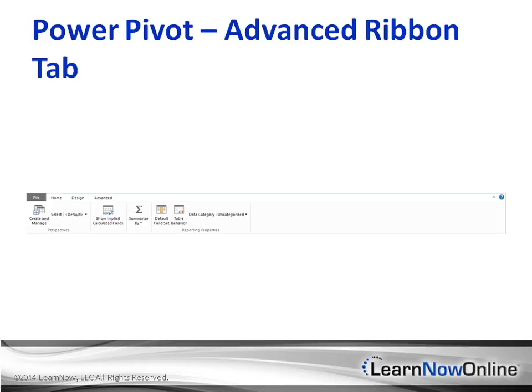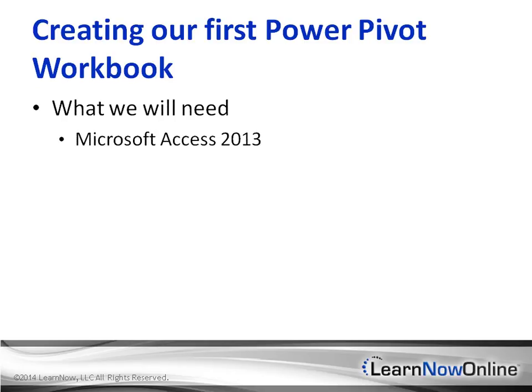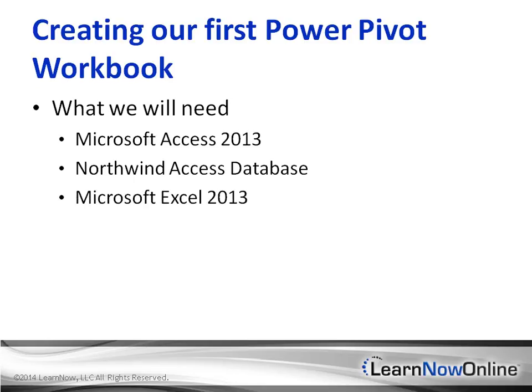even Access itself. Creating our first Power Pivot workbook. This is what we're going to need. Microsoft Access 2013. This is going to be used to access the Northwind Access database, the Northwind Access database itself, which is provided, and Microsoft Excel 2013.